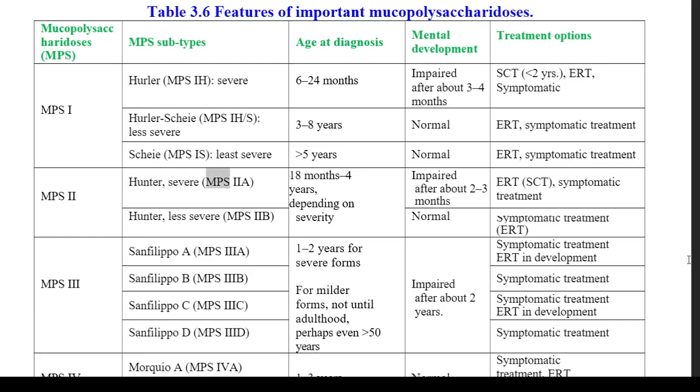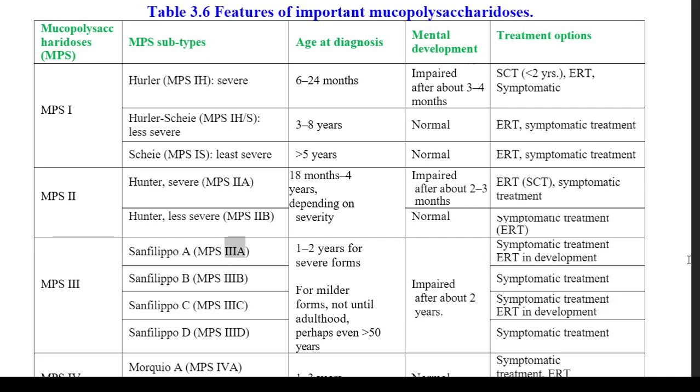Hunter, severe, MPS IIA. Diagnosed at 18 months to 4 years, depending on severity. Mental development impaired after about 2 to 3 months. ERT, SCT, symptomatic treatment. Hunter, less severe, MPS IIB. Normal. Symptomatic treatment, ERT. MPS III.